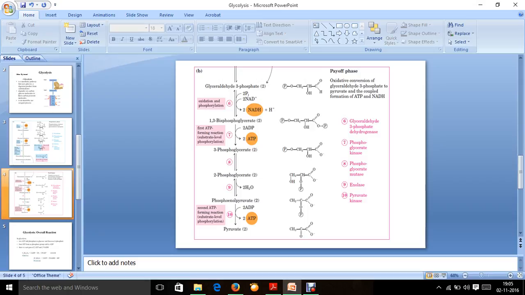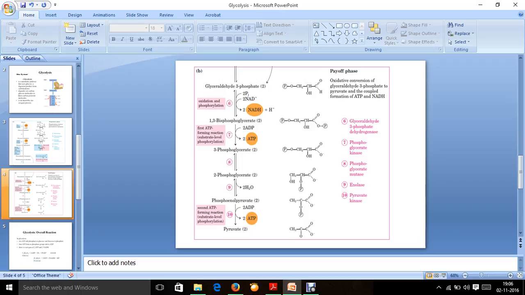But as I told you, this is the oxidation and phosphorylation step, so it is not directly forming 3 phosphoglycerate; what is also happening is the addition of a phosphate molecule to this glyceraldehyde 3 phosphate. Glyceraldehyde 3 phosphate is oxidized, and simultaneously an inorganic phosphate molecule is added to form 1,3-bisphosphoglycerate, and the enzyme which is catalyzing this step is glyceraldehyde 3 phosphate dehydrogenase.